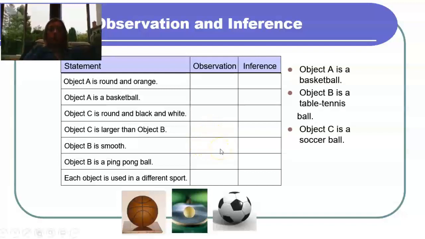Object B is a ping pong ball. That's an inference. Again, you're using your previous knowledge of playing ping pong to recognize that as a ping pong ball. And then each object is used in a different sport. You could argue that both of those are observations you could make by watching those sports, and inferences if you already know what these balls are. So, observation and inference practice.